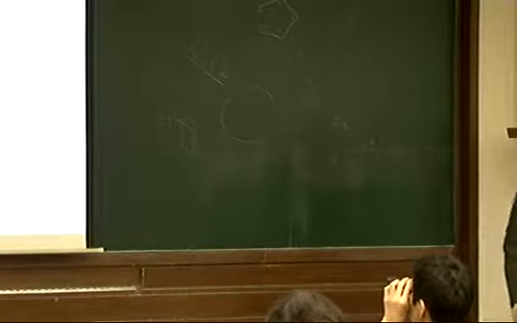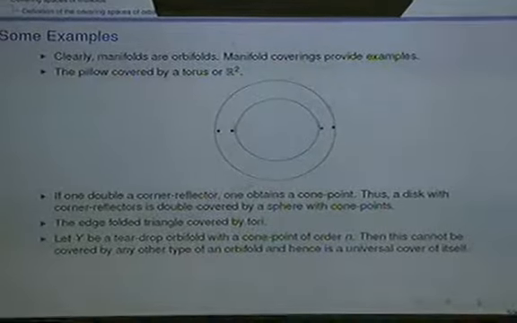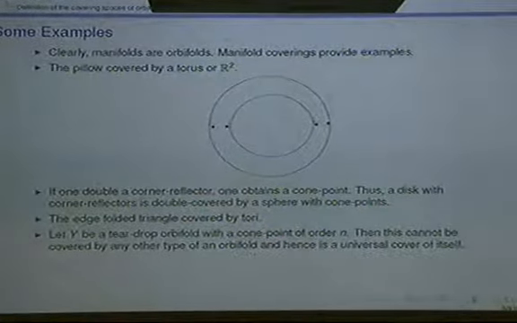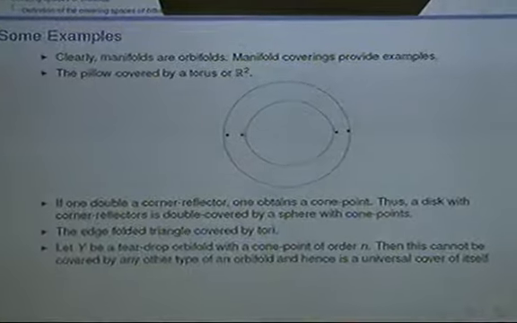So while you're playing, that's called an edge-folded triangle, and then there's a teardrop orbifold with a cone point over the end.